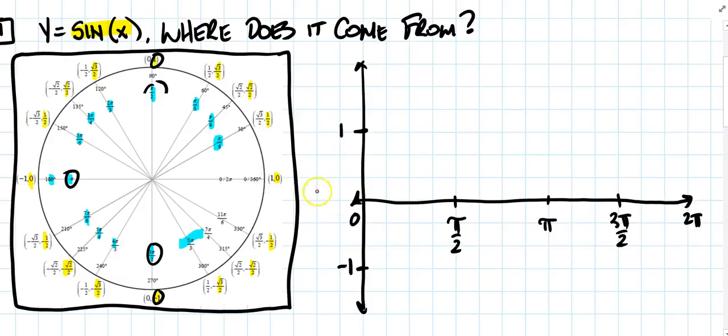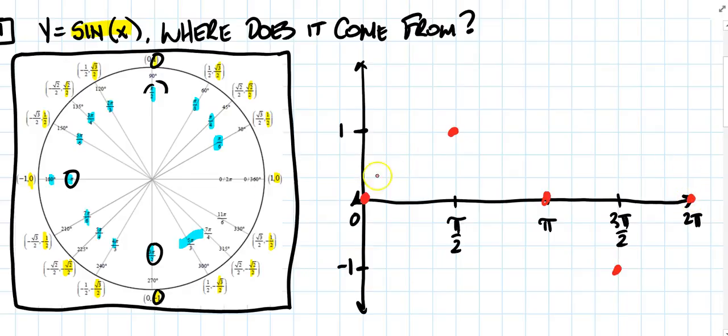So as an example, when at 0 radians, I have a 0 output. So I know 0, 0 is on here. At pi over 2 radians, I have an output of 1. So at pi over 2, I have an output of 1. At pi radians, I have an output of 0 again, right? The y coordinate is 0. At 3 pi over 2, I have an output of -1. So that's down here. And finally, at 2 pi, I end up right back where I started.